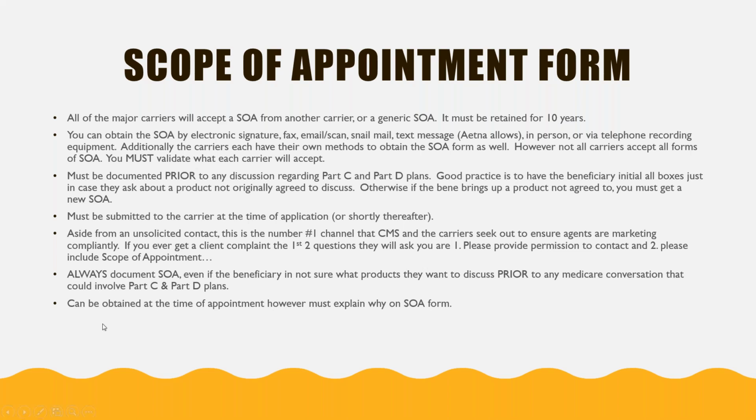Okay. And finally, it can be obtained at the time of an appointment. However, you must explain why on the form. So in other words, a person calls you up on the phone and says, I want to talk about Part C plans. And you say, great, we've got to get the scope of appointment form signed. They say, great, I want to talk about it right now. And you can, as long as you document why. In a case like that, you would document, client called me and asked to talk about Part C plans. And that's how you would do it.